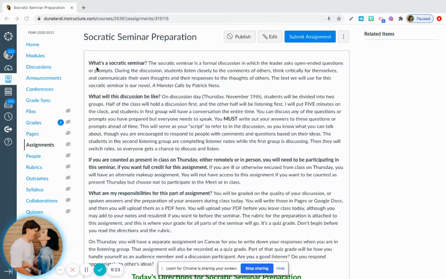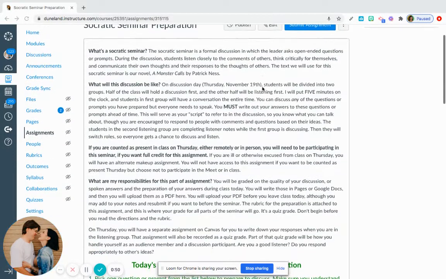So let's get started. What's a Socratic seminar? It's a formal discussion in which the leader will ask open-ended questions or prompts. As your teacher, I'm going to be a mediator and the students are going to talk. During the discussion, you're going to listen closely to comments of others, think critically for yourself, and communicate your own thoughts and responses to what others have said. The text we're going to use will be A Monster Calls by Patrick Ness.